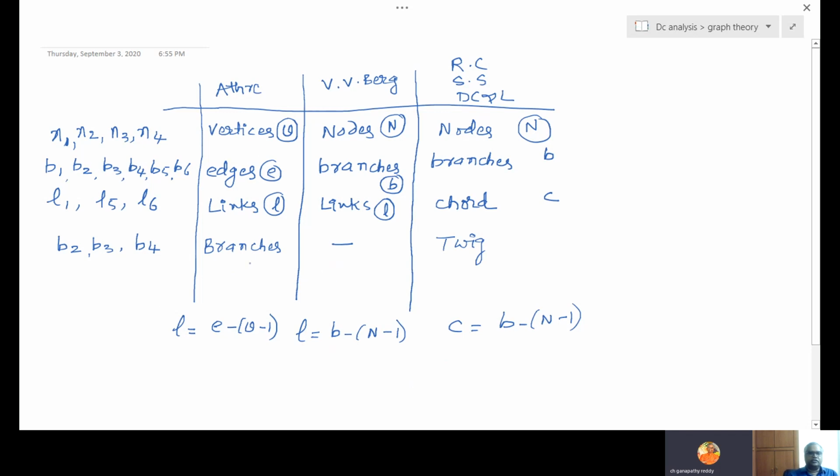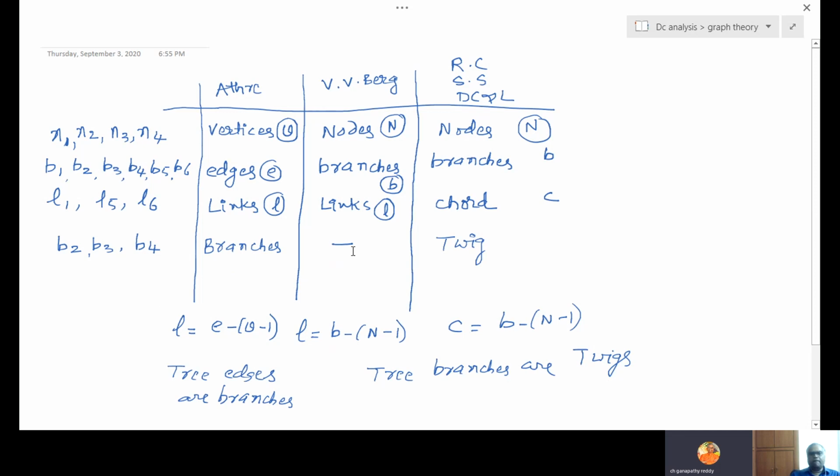The other biggest confusion is Atre says all are edges. A tree edge is a branch. Tree edge or tree edges or branch. Whereas these authors say all are branches. Tree branch, tree branches. Tree branches are twigs.